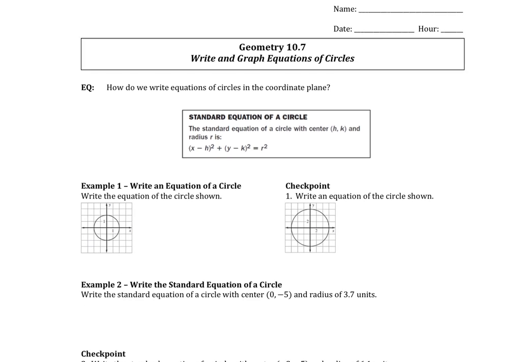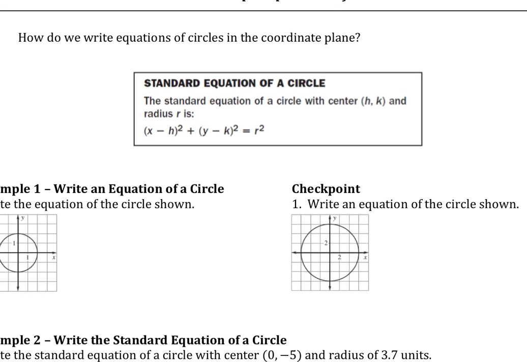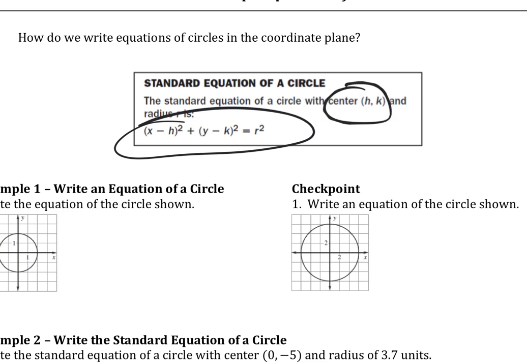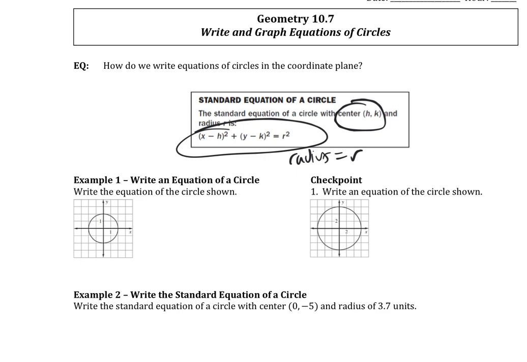So the formula is this. It's right here in this box. It says x minus h squared plus y minus k squared equals r squared. The center is (h, k) and the radius is r. So identifying what the center is and the radius is important.